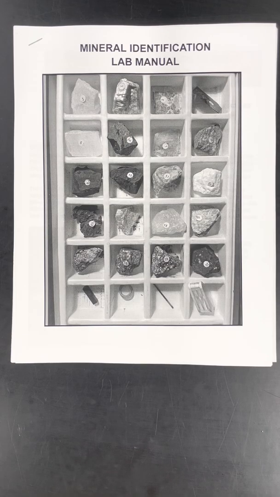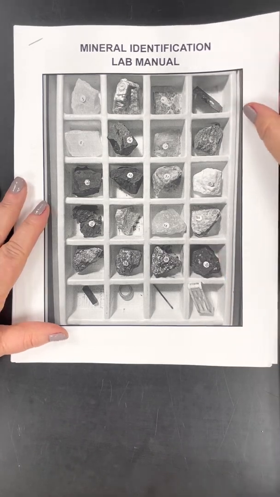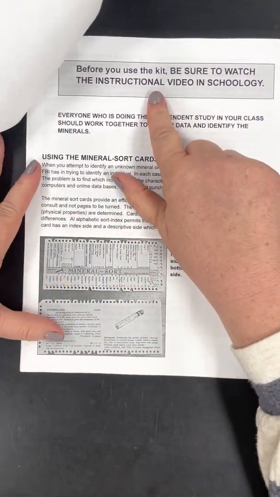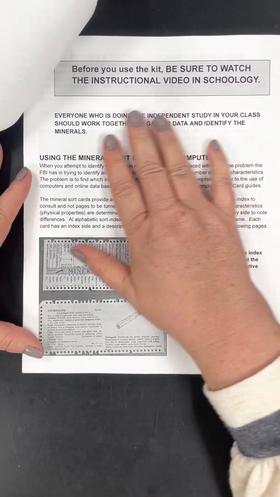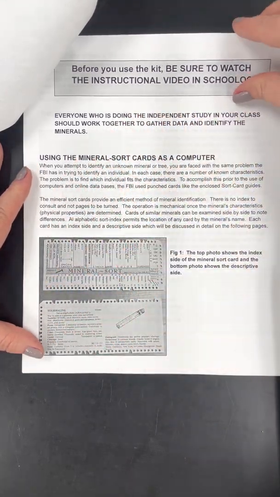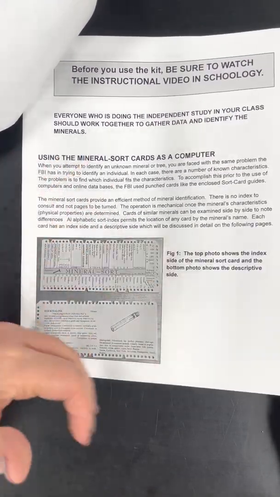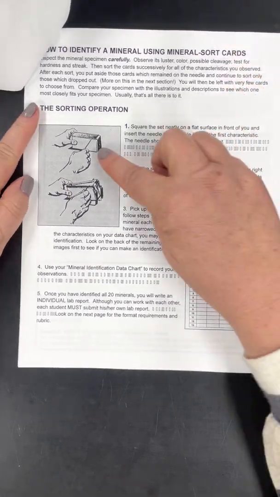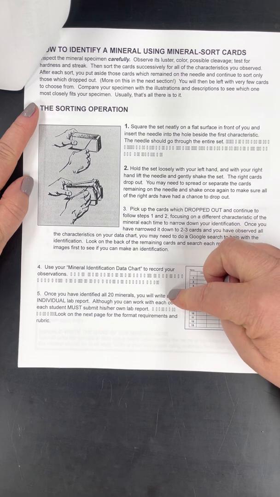Okay, so now you're back, and let's go ahead and go through your Mineral Identification Lab manual. I asked you to watch the video before you start using the kit. You're doing that right now. When you're finished with the video, I'm going to have you read this information out loud together. So you're going to read page 1. It sort of just introduces the idea of using these cards, which I'll show you in a minute in the kit. Read the second page. It's going to tell you specifically, step by step, how to use the cards.